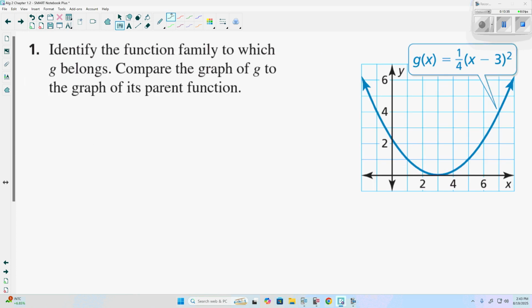Identify the function's family and describe the transformation. So what family of functions would this belong to?